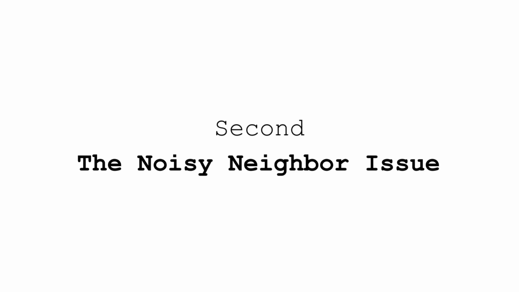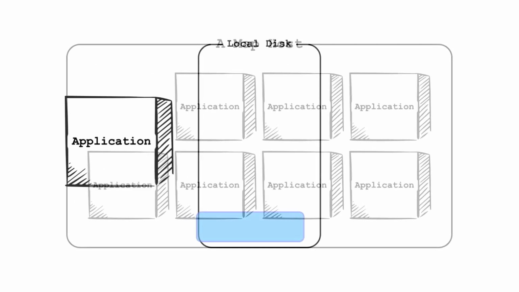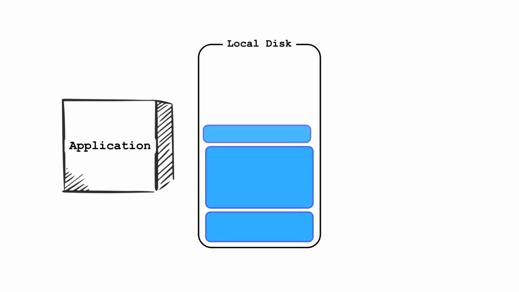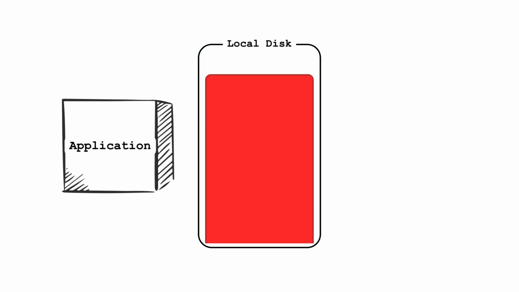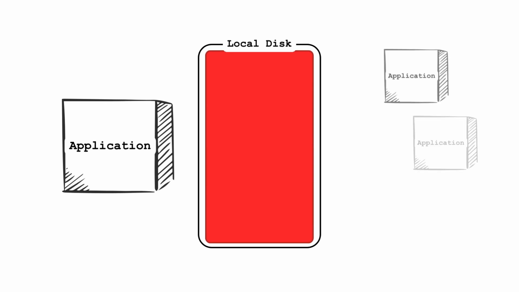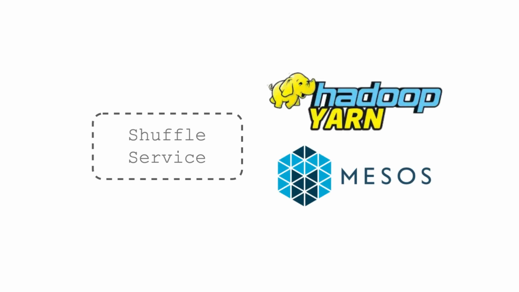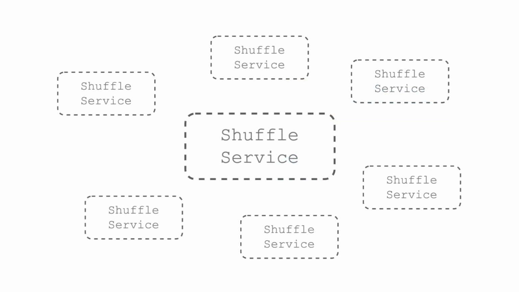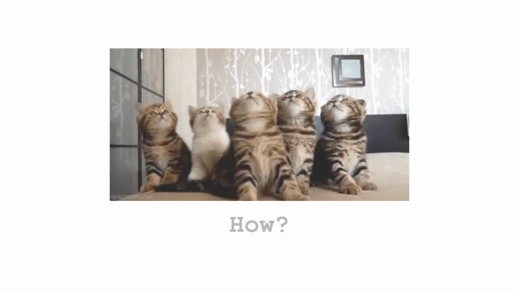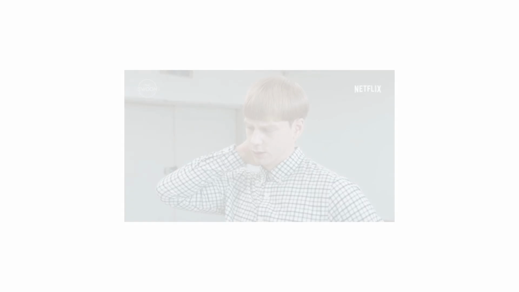Second, the noisy neighbor issue. Because a single map host can have multiple applications, if an application writes more significant shuffle data, it will potentially take up all the disk space on the machine, which causes other applications on this machine to fail due to disk-full exceptions. Third, the shuffle service unreliability. Uber used the shuffle service in Yarn and Mesos for Spark. They often experienced the shuffle service being unavailable on a set of nodes. So, how did Uber solve all of these problems?